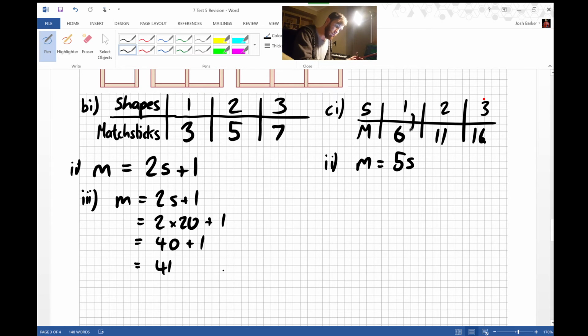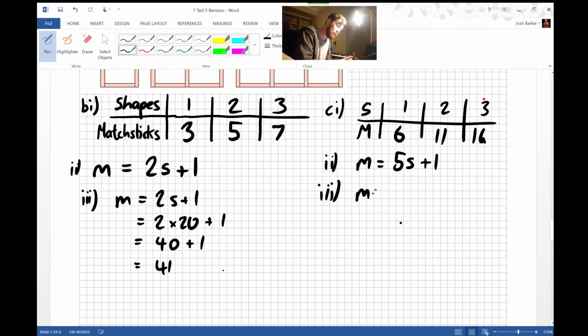Now work out what you need to add or subtract to make the formula work. So 1 times 5 is 5, and you need to add 1 to get up to 6. Let's try it for the next one. 2 times 5 is 10, add 1 is 11, that works. 3 times 5, or 5 times 3 is 15, add 1 is 16. Cool, formula works, that's great.